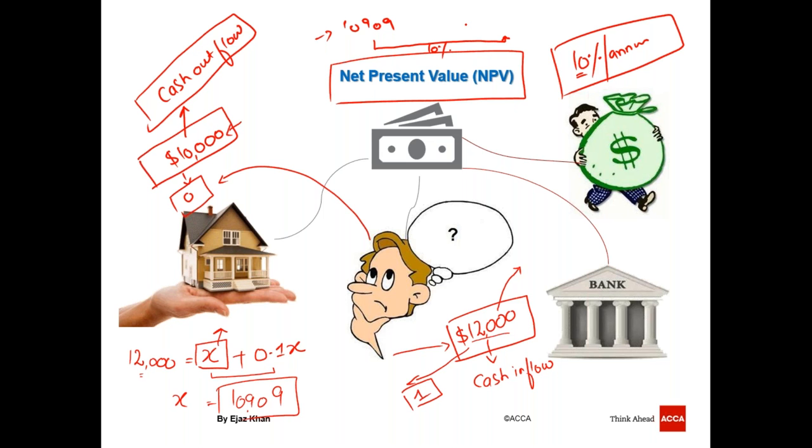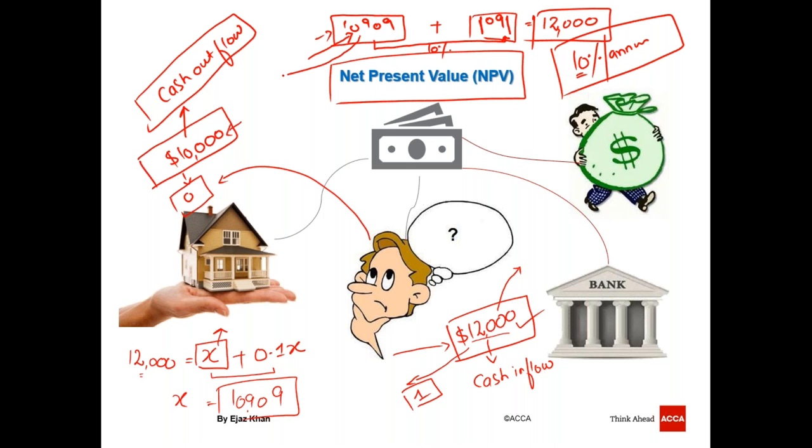So if you just take 10% of 10909, it will be 1091. So to satisfy the investors, this company needs to generate 10909 and 1091 after the end of the project. If we sum these two cash flows, it will give us a total of $12,000, and it is exactly what is being generated from this project, $12,000. So what this example is telling us is that this company should not invest more than $10,909 for these $12,000.